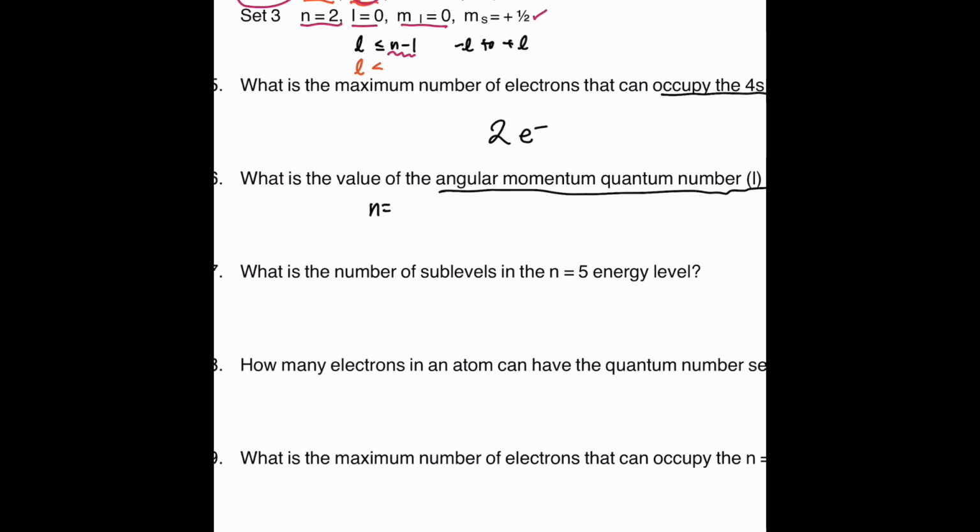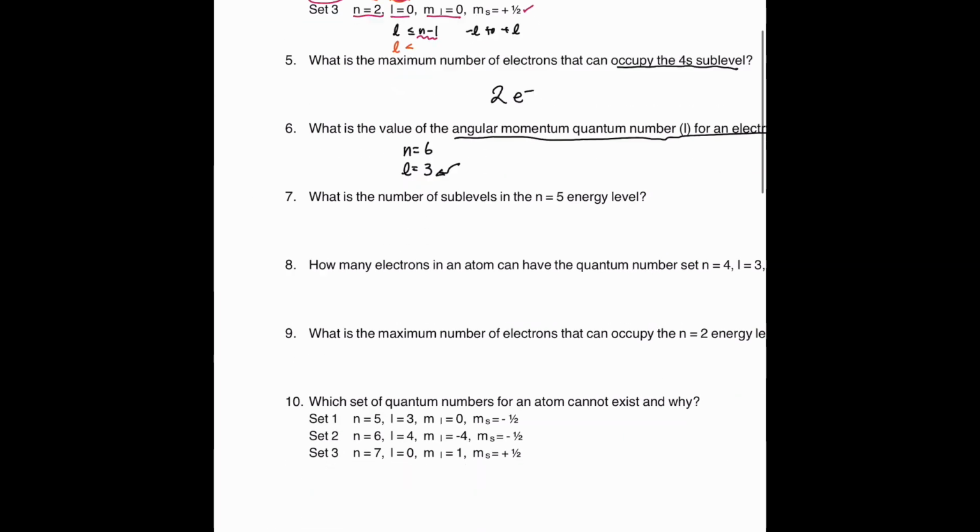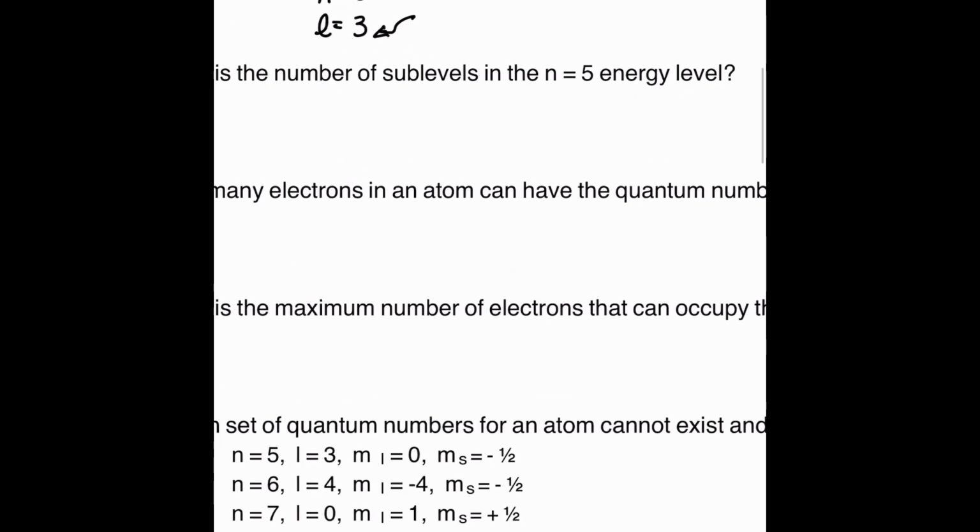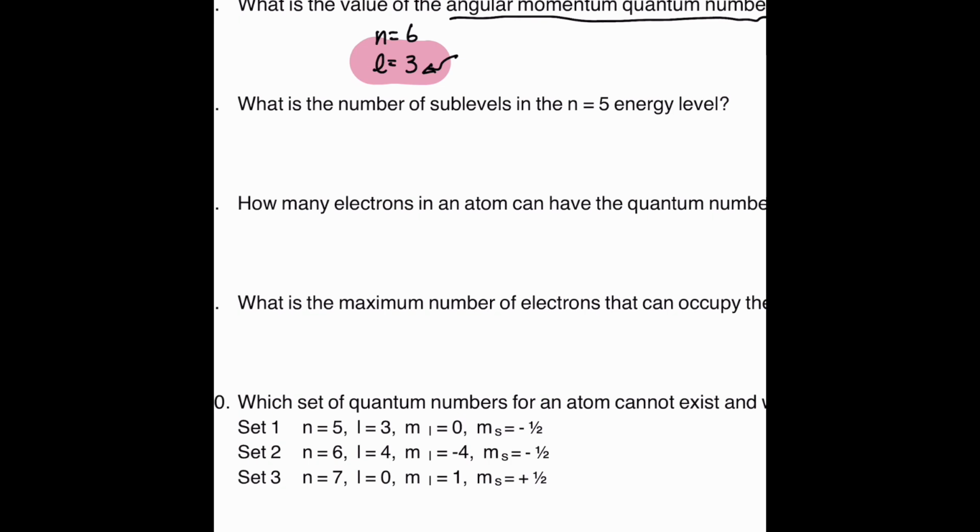What is the value of the angular momentum quantum number for an electron in a 6f orbital? Well, we know that n, our principal quantum number, is equal to 6. We know our l, because it's F, is equal to 3. That will be your answer, because that is your angular momentum, or azimuthal, quantum number. All right, what is the number of sublevels in the n equals 5 energy level?